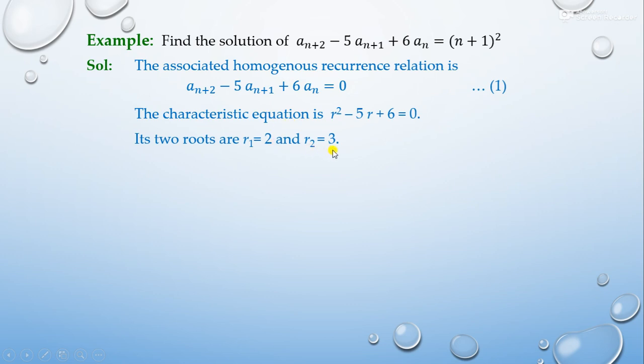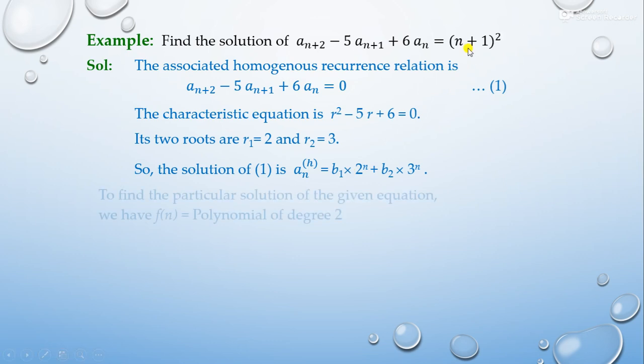Now what is the homogeneous solution? We can see here we have two distinct roots. So the homogeneous solution of this is b1 2 raised to the power n plus b2 3 raised to the power n. Now to find the particular solution, let's see what our f(n) is. Here we have a polynomial of degree 2, because this becomes n square plus 2n plus 1 when we open the whole square. So this is a polynomial of degree 2.